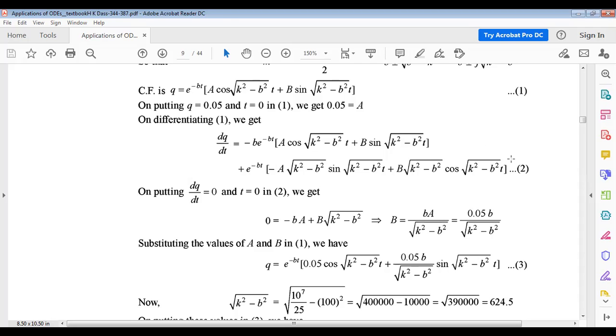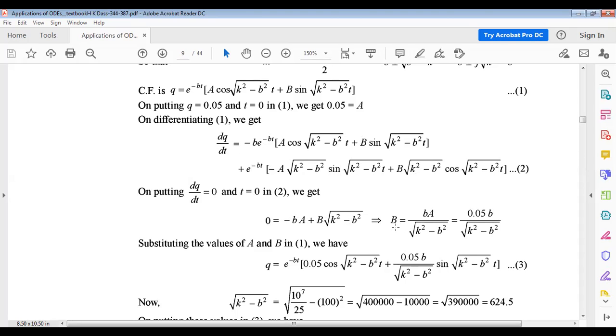Putting in equation 2, t equals 0 and dq by dt equals 0. Then e to the power 0 means what? Only minus b. Cos 0 means what? 1. So only a. And b into sin 0 means what? Whole 0. E to the power 0 means 1. So this whole sin 0 means what? 0, whole 0. And b into this one exists. B into this one, cos 0 means what? 1. This is why we get a plus.